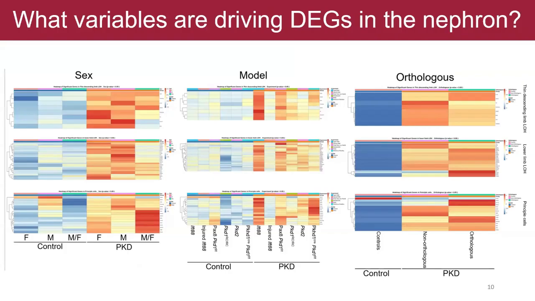Now, one of the next questions we wanted to ask is what variables are driving these differentially expressed genes in our nephron segments. So we plotted these differences in our control and PKD samples as a function of either the sex of the animal, the model, or whether the model was orthologous or non-orthologous. And you can see we have some differences, but there are really not dramatic differences when we compare PKD samples to our control samples. We see mostly orange in the PKD and mostly blue in our control.